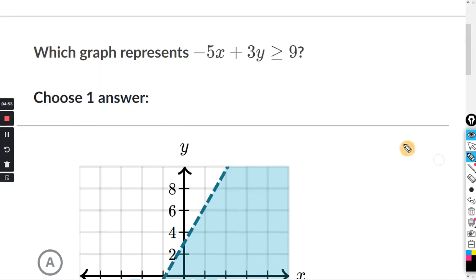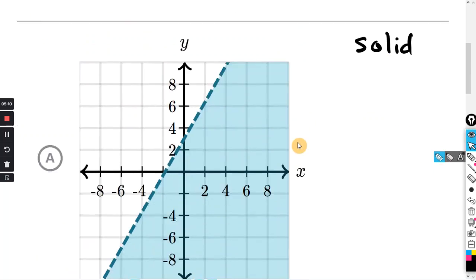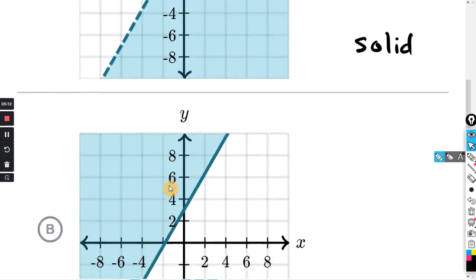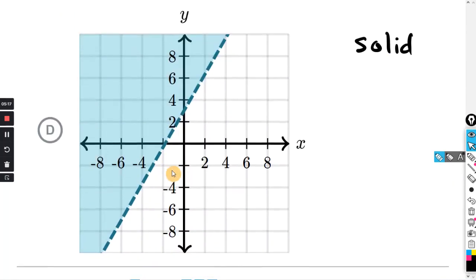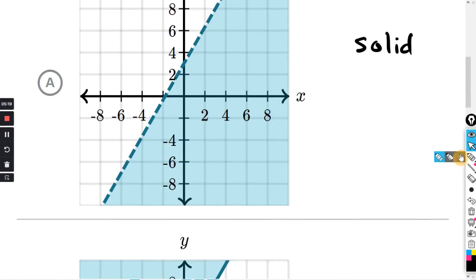Now, let's check out the symbol. This is greater than or equal to. Since it has the bar on the bottom, our line is going to be solid. If you see this bar underneath the inequality, it's solid. So let's look at the choices. A is dashed, it's not A. B is okay. C is okay. D is dashed. So it's not D and it's not A. We're going to say it's not A or D.